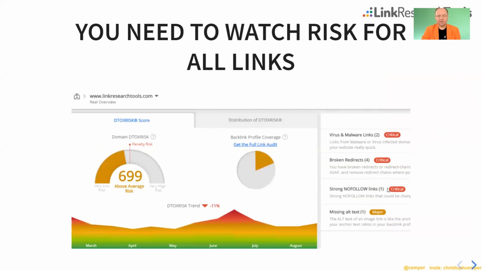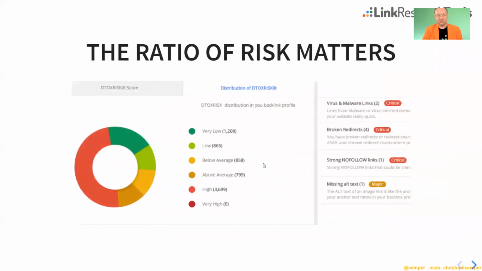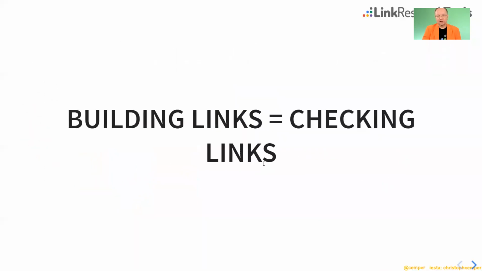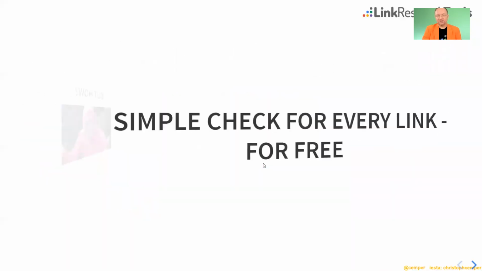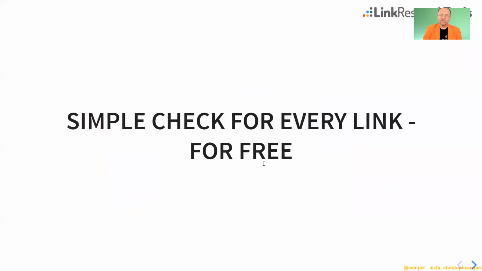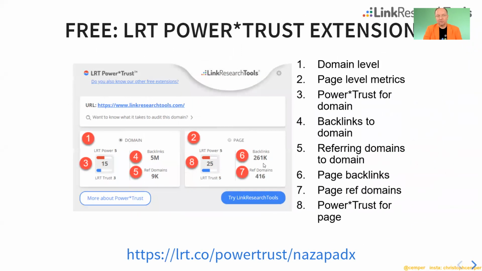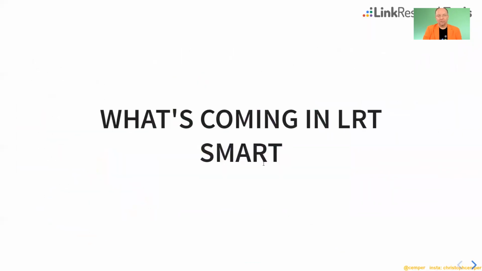This is a screenshot of the next step where we introduce ongoing trends over time, to show you the backlink profile coverage, to show you how many percent of your backlink profile you actually already audited or crawled. This one we saw. And then building links is checking links. You would simply check every link, of course, hand by hand with a tool like the LRT Power Trust extension that we have had for a while.